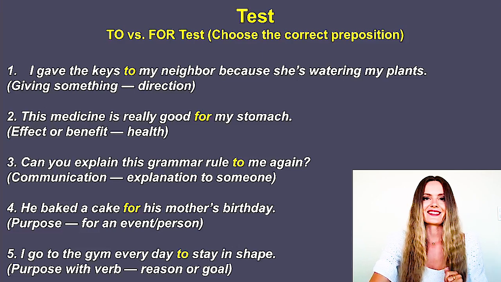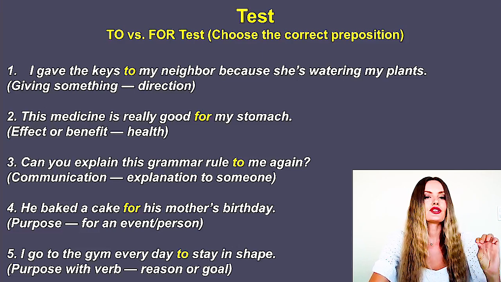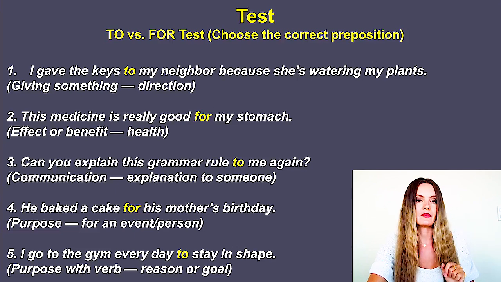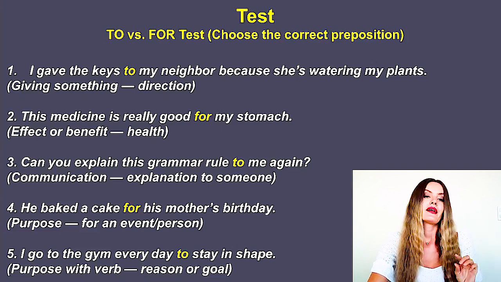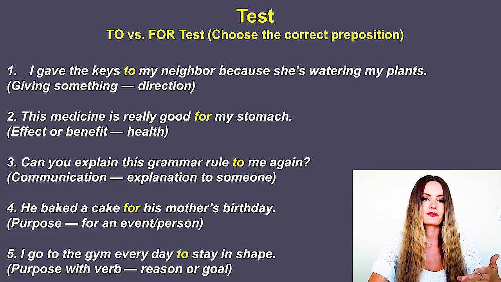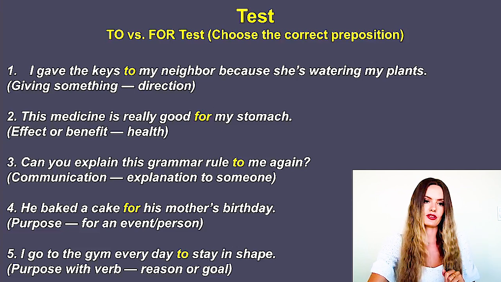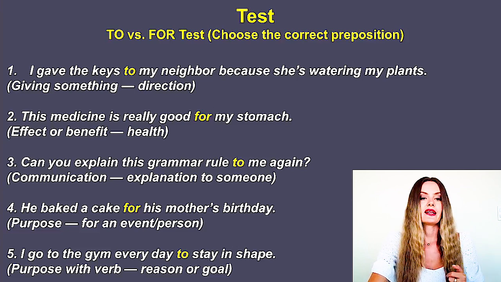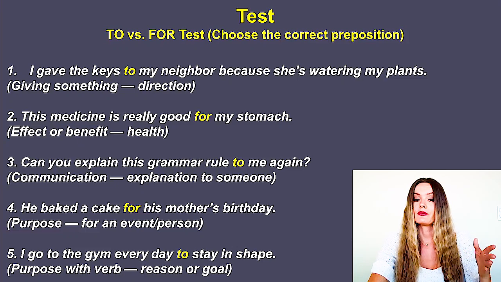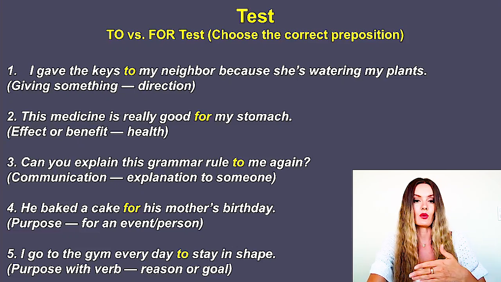All right, let's check it. I gave the keys to my neighbor because she is watering my plants. Here, giving something direction. I gave the keys to my neighbor. Number 2, this medicine is really good for my stomach. Here we are talking about effect or benefit. Good for my stomach.